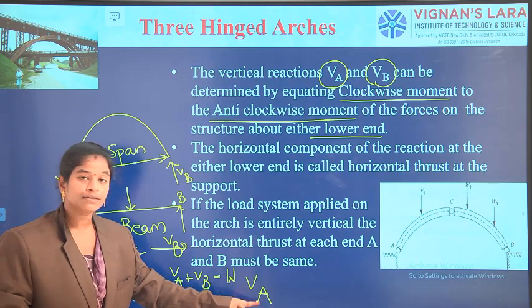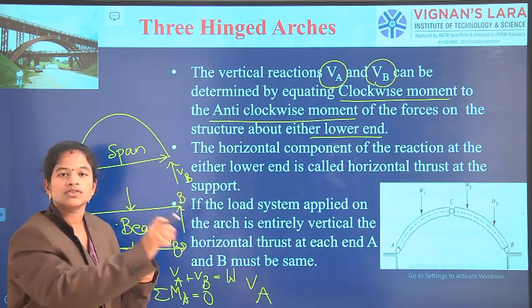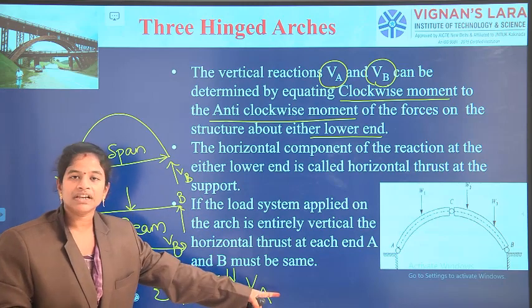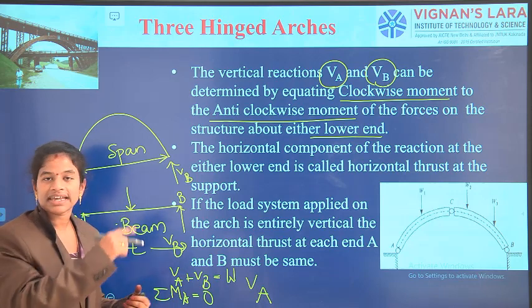Then what will it give? The VB answer will be generated, because VB into L I can get, right? So the answer of VB will be coming. And sigma MB is equal to 0. About B we are taking the moments.